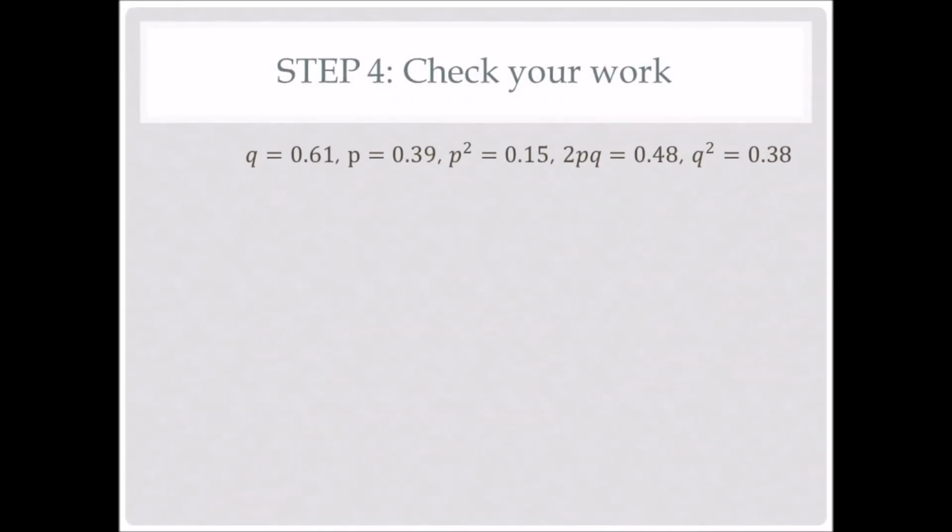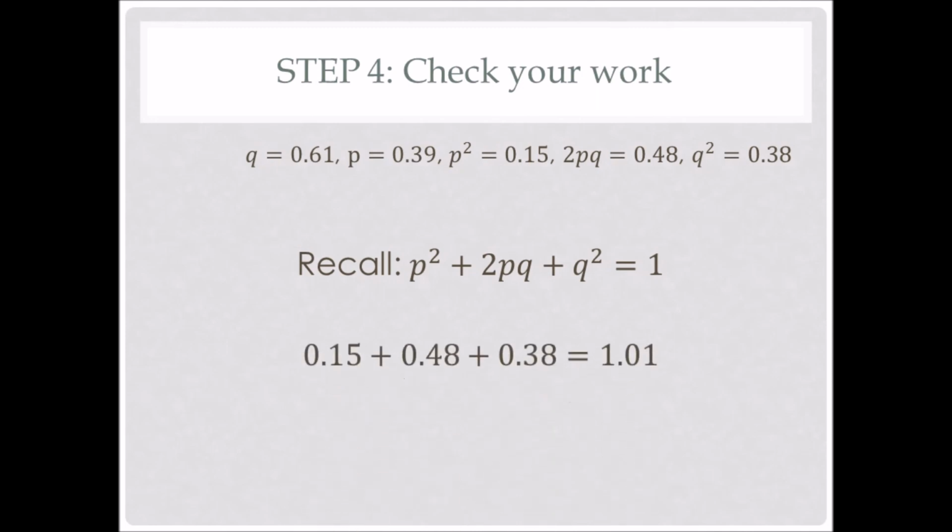The very last step, since we have everything that we needed, is to check your work. How do you check your work? Well, remember that this is supposed to add up to 1, so you just add them, and they're equal to 1.01, which is pretty close to 1, right? Would you take that? I'll take it. So you're done.